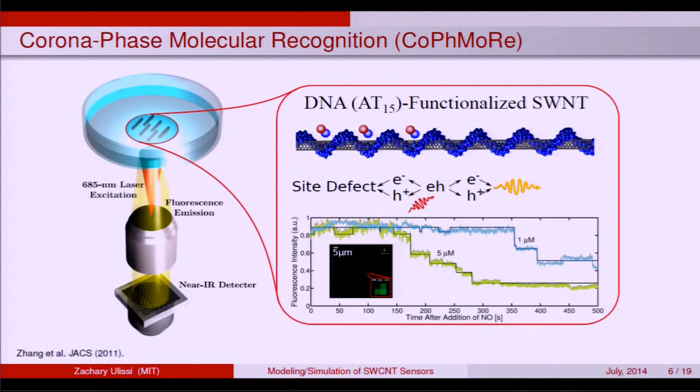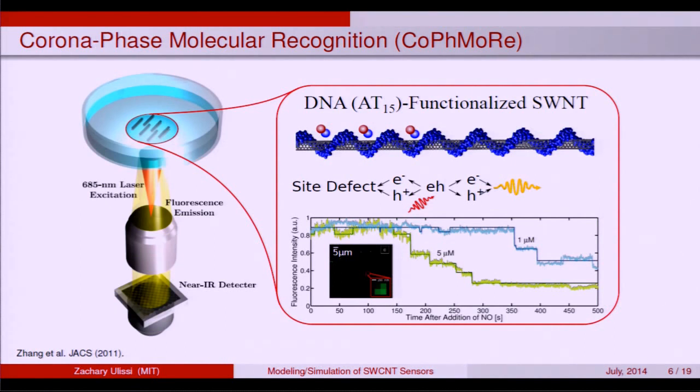And so the experimental setup we have is carbon nanotubes on a Petri dish in solution, and we excite with a 685 nanometer laser, and we look at the fluorescence emission out. And here's a little picture of what we can see in a microscope. We can see a little pixelated dot. That's a single nanotube fluorescing.